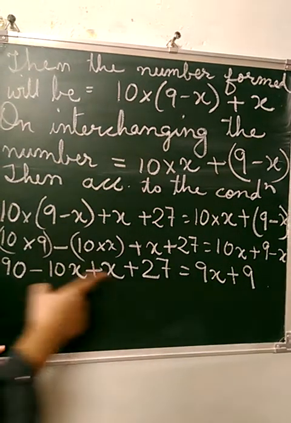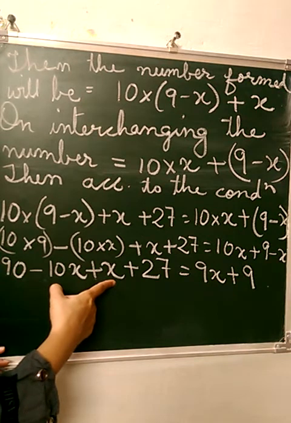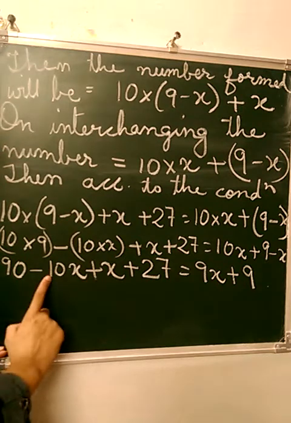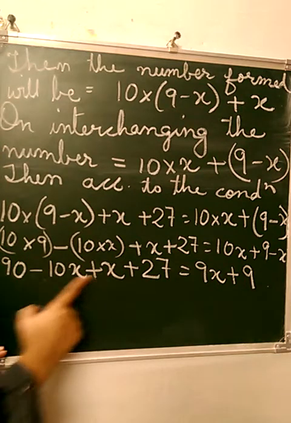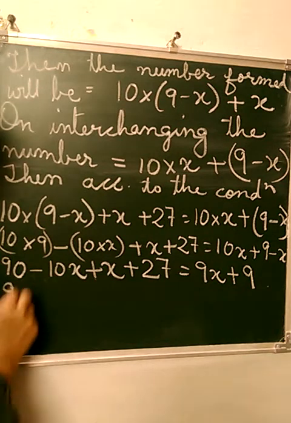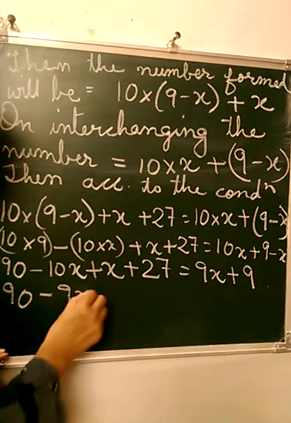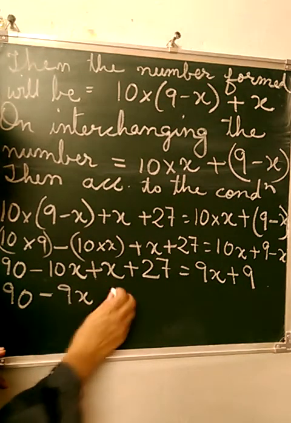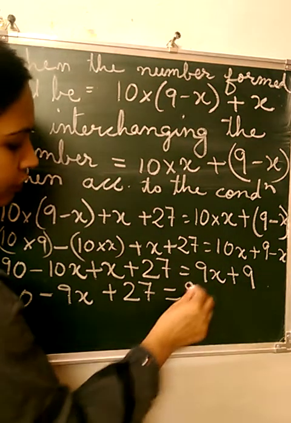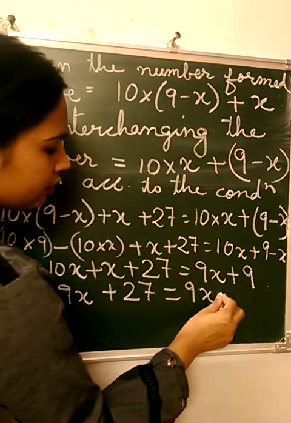Again minus 10x and this is minus x. Plus x. So plus minus will give you minus. So 10 minus 1 will give you 9. The sign will be of the bigger number, that is 10, that is minus. So 90 minus 9x plus 27 is equal to 9x minus 9.